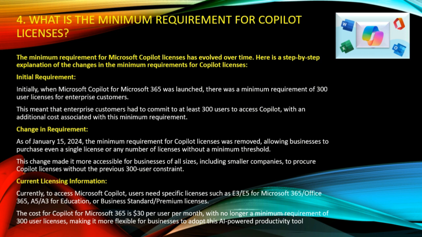Current licensing information. Currently, to access Microsoft Copilot, users need specific licenses such as E3, E5 for Microsoft 365 Office 365, A5, A3 for education, or business standard premium licenses. The cost for Copilot for Microsoft 365 is $30 per user per month, with no longer a minimum requirement of 300 user licenses, making it more flexible for businesses to adopt this AI-powered productivity tool.